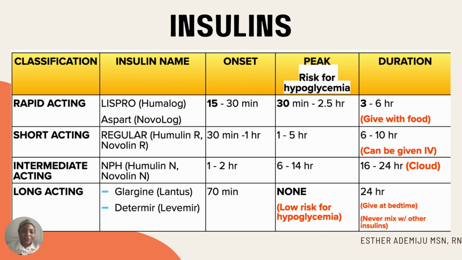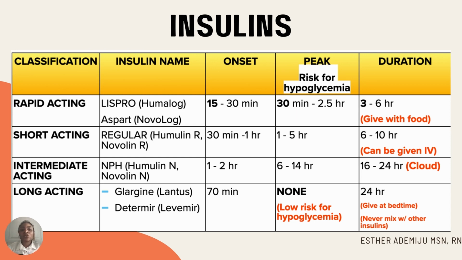So the best time to usually give your glargine is during the bedtime. That way it can just work around the clock. Sometimes it's also given in the morning to work around the clock. Because this insulin does not peak, never ever ever mix it together with another insulin in the same syringe.